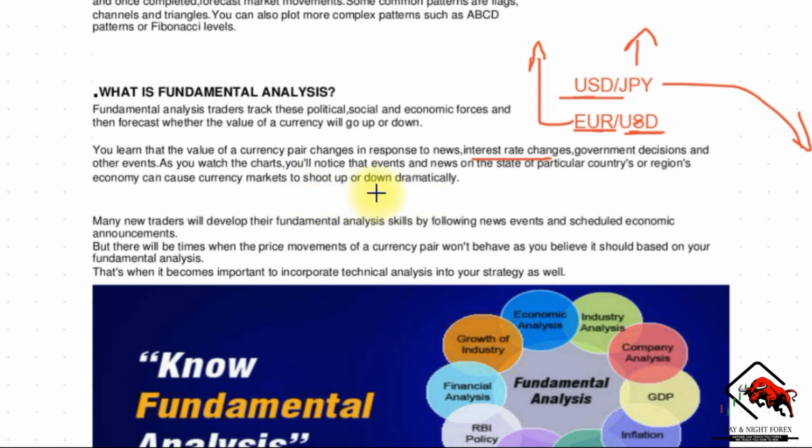So that's when I was explaining that you can see a huge candle on a 15-minute chart that would be like 1,000 points of movement in an instance of a few minutes. So many new traders will develop their fundamental analysis skills by following news, events and scheduled economic announcements. But there will be times when the price movements of a currency pair won't behave as you believe they should based on the fundamental analysis.